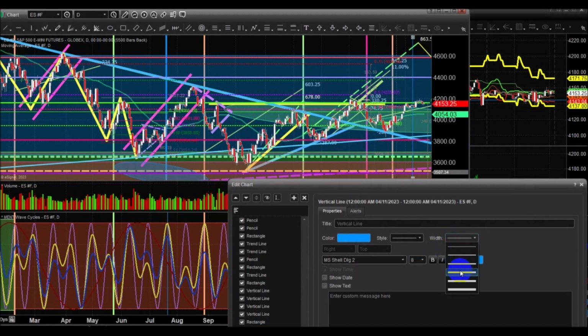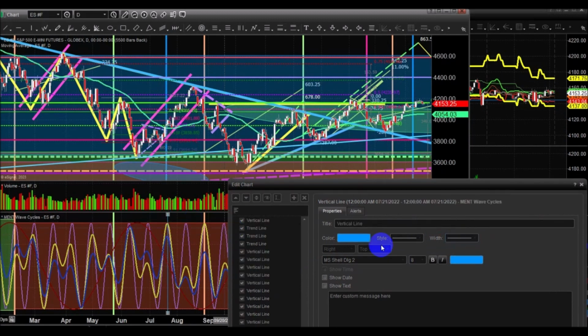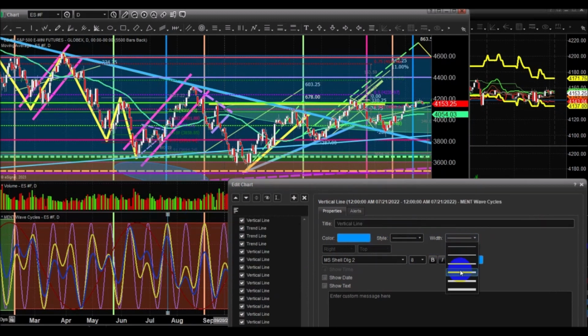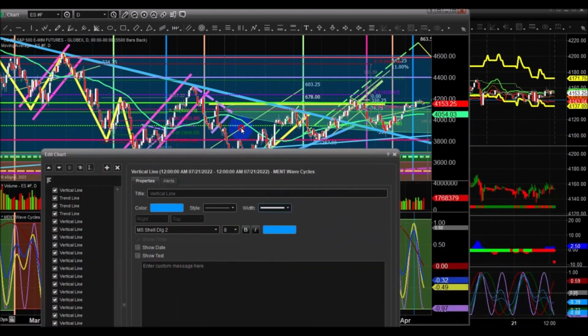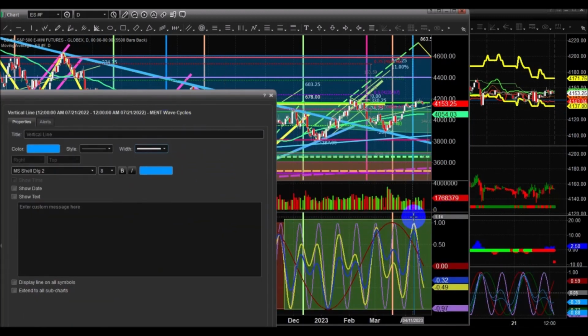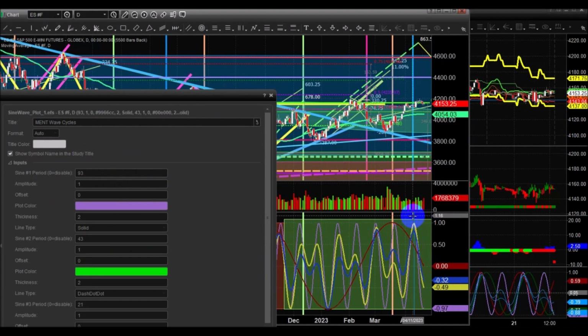Make this thicker. Make this thicker. And there's more I want to go over, but these are the primary ones I wanted to highlight.